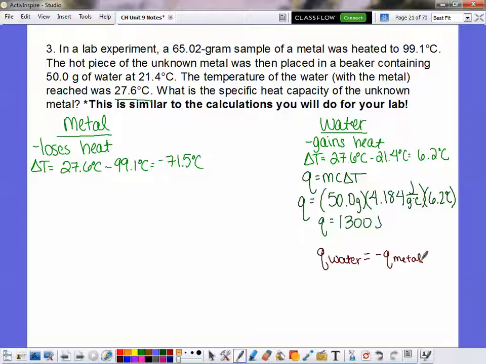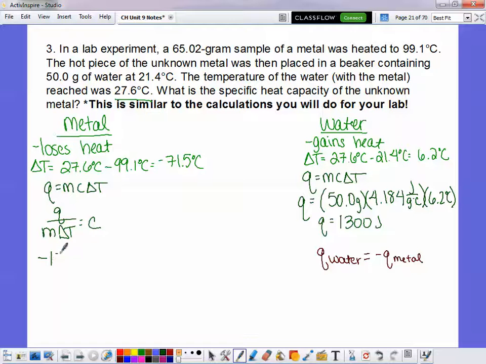Okay, so now in order to find C of the metal, we're going to do Q equals MCΔT again, this time solving for C. So this is like number 2, where we're going to do Q over MΔT equals C. Q is negative 1,300 joules. What mass of the metal did we use? 65.02 grams. And its delta T was negative 71.5.